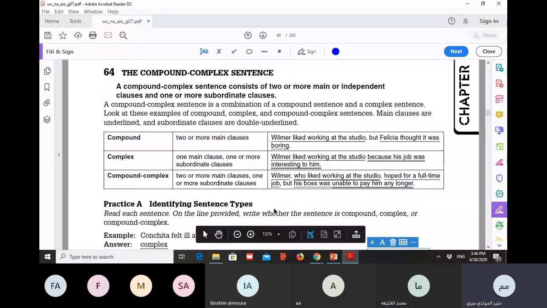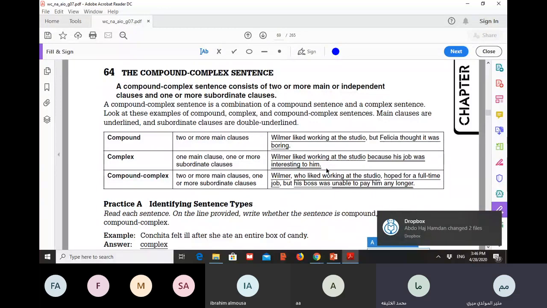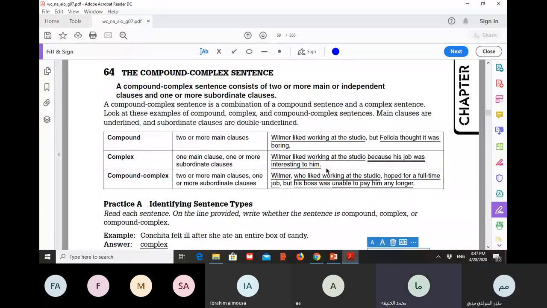Then in the third course, we talked about a complex sentence. A complex sentence is different from the compound. Why? Because it has one main clause and one or more subordinate clauses. There must be one main clause, but the subordinate clauses you can find more than one. The subordinate clause is the one that we can omit, because it gives us extra information in the sentence and cannot stand by itself.